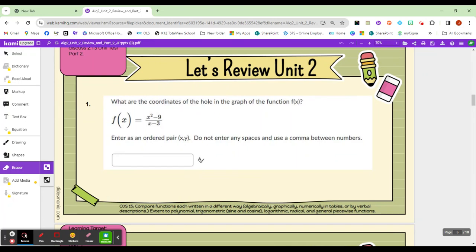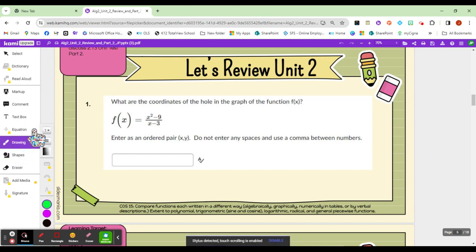It says, what are the coordinates of the hole in the graph of the function f of x equals x squared minus 9 in the numerator on the top and x minus 3 on the bottom? So when we're finding a hole, the first thing we have to do is factor the top. The top factors into x plus 3 times x minus 3. The bottom is already factored.